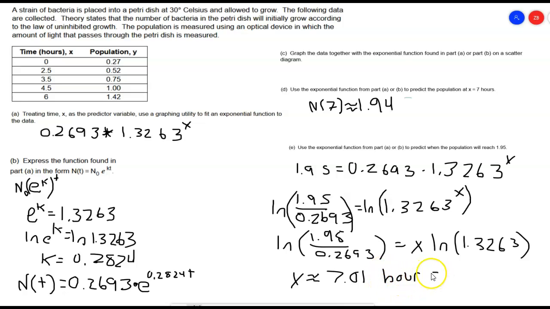And then I'm going to look back to see if it makes sense. Does it make sense? Yeah, because the population is higher than 1.42 and the hours are higher than 6. All right, that's a long one, but that's it.